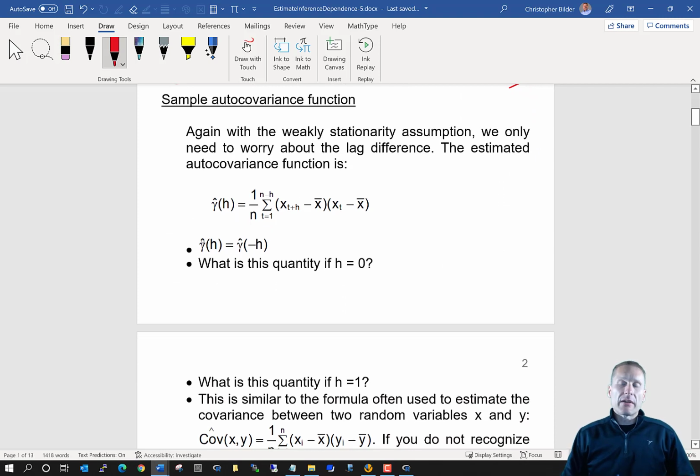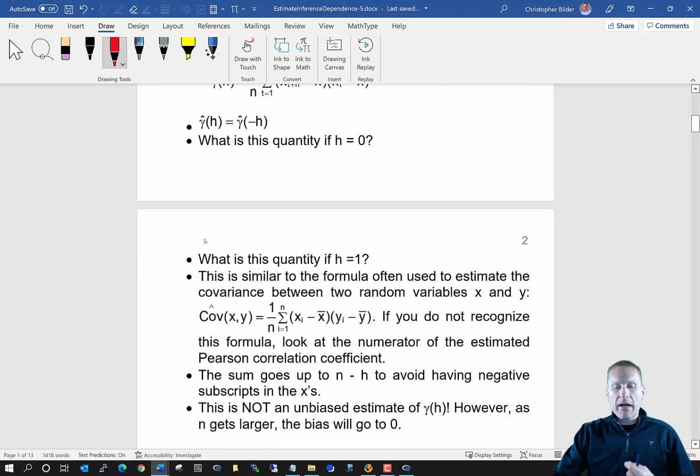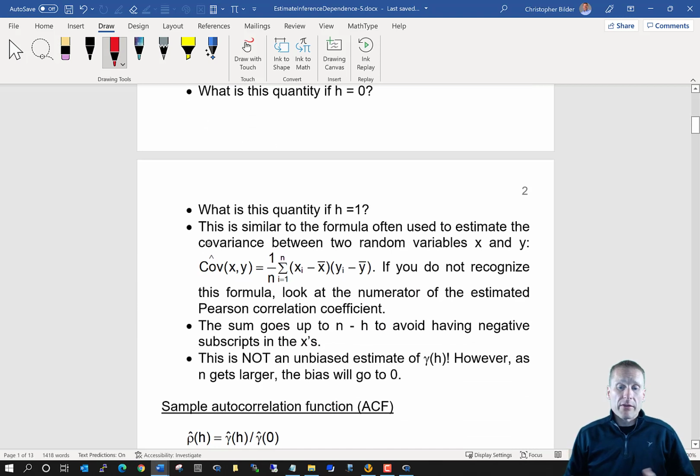Okay, now let's talk about the autocovariance function, the sample version of it. To do this, let's think about how we would normally estimate a covariance. If you had two random variables, x and y, with their observed values, you would take each of the x's, subtract off its sample mean, take each of the y's, subtract off its sample mean as well, add these products all together, and multiply by 1 over n. This would be the estimated covariance, or one way to estimate the covariance between x and y.